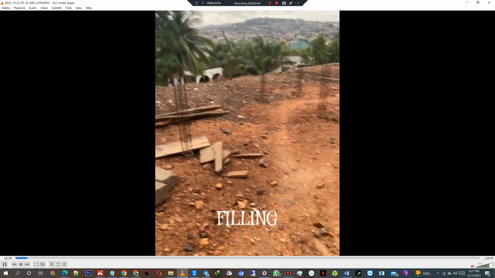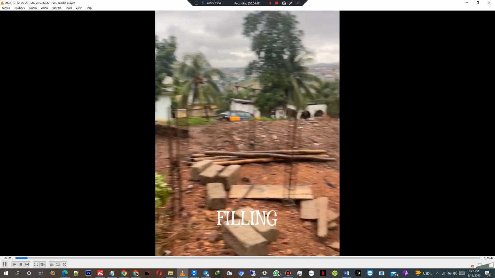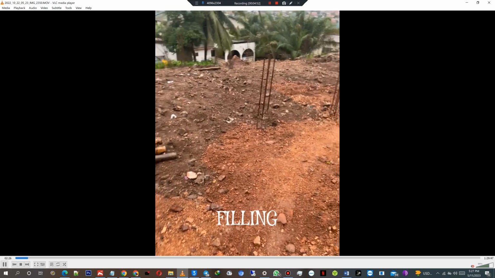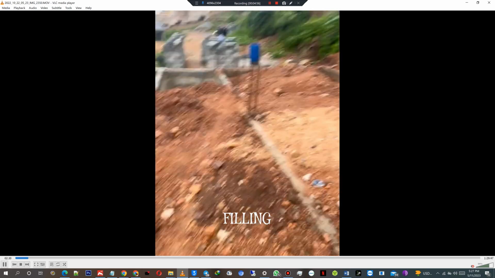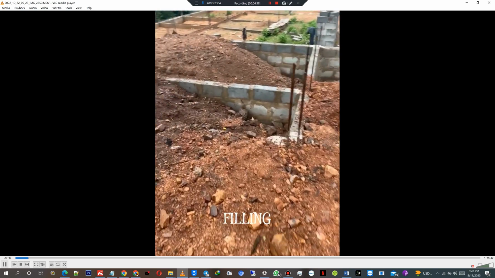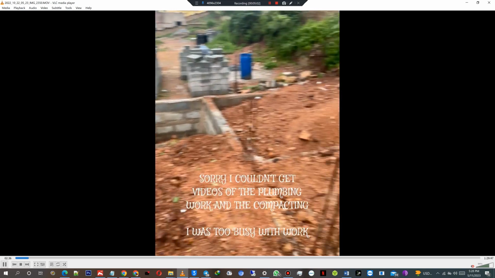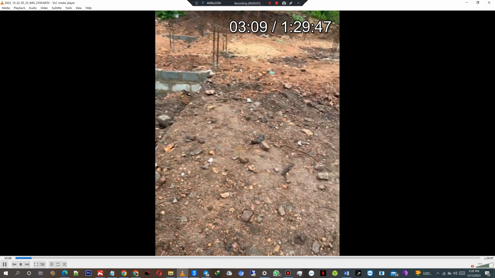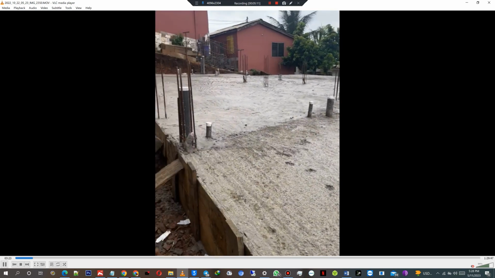Actually, I didn't bother buying filling. There was much filling on the land already, so we just hired an excavator to dig that sand and use it for the filling. I hired labor who filled the sand in the foundation properly, and after that, I hired a compactor to compact the filling to make it strong. After that, we did the casting.